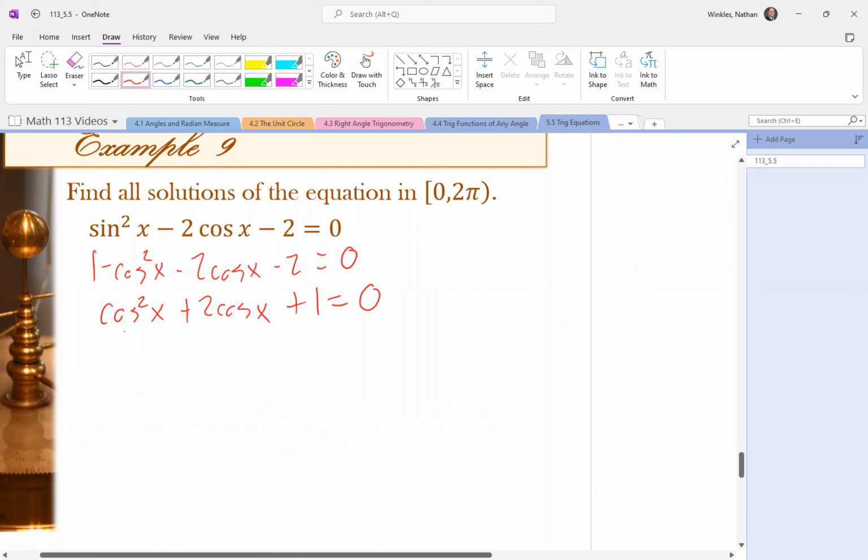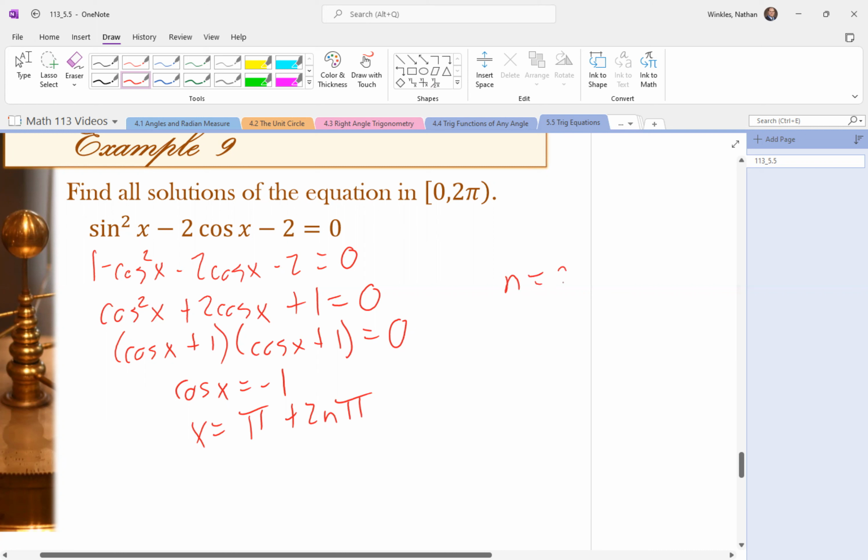We can then factor this: cosine x plus 1, cosine x plus 1. Notice that each one of these parentheses is the same thing. So in essence, we're just really solving where cosine x equals -1. So x is equal to pi plus 2 pi n. So when n equals 0, we get pi. We add 2 pi to anything, we're outside of our interval. So pi is our only answer here.